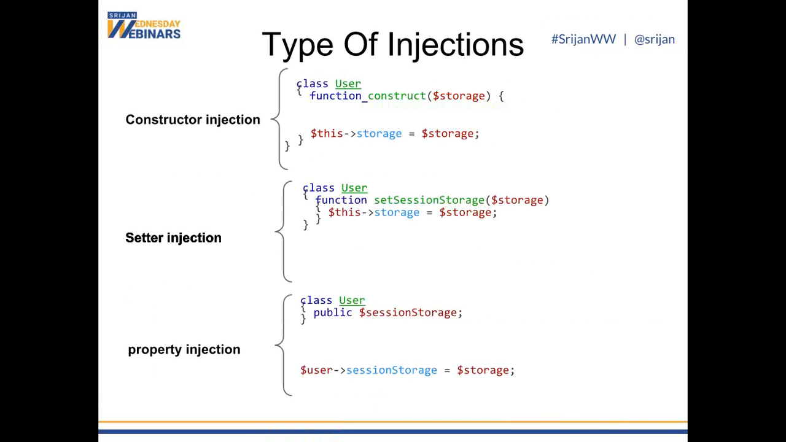The setter injection takes the argument and then assigns the value to the object. That's why it's a setter injection. And the property injection is used to set values to some of the properties. Like in this example, we are setting the session storage property as the value of storage. So these are the types of injection that we use, but the suggested types to be used are constructor injection and setter injection.